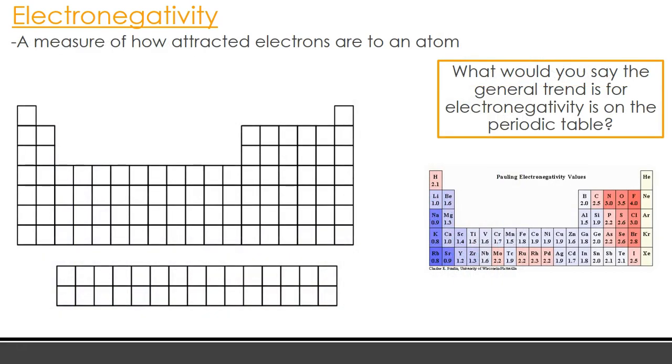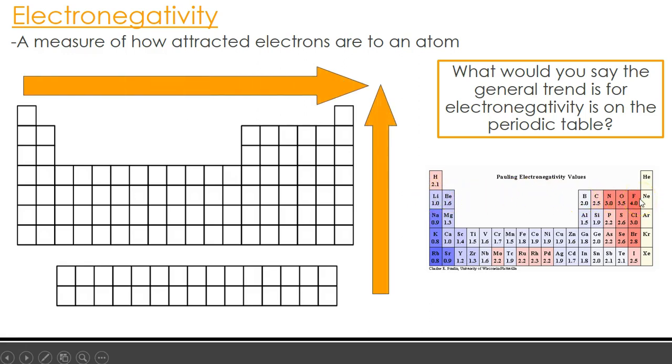So let's talk about the general trend. By looking at these Pauling electronegativity values, we know that going from the left side of the periodic table to the right side, our electronegativity is increasing. If you look at the bottom of the periodic table and we're going up, you can also see that these values are increasing. So this is the general trend. Going left to right on the periodic table, our electronegativity values are going to increase, and going from the bottom to the top, our electronegativity is again going to increase.